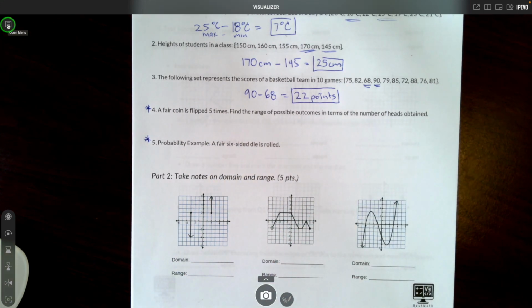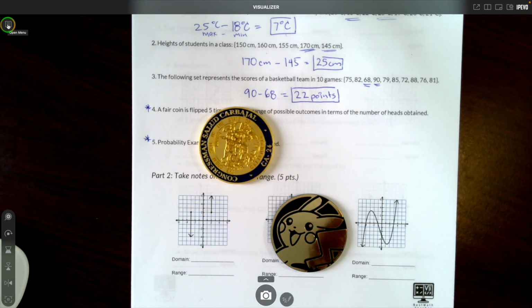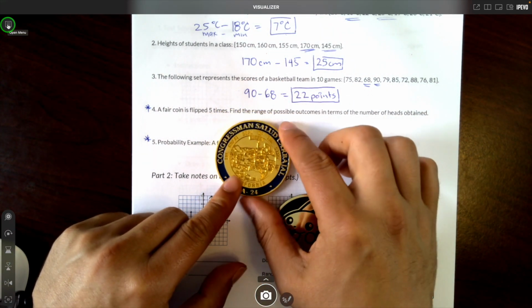Unfortunately, I don't think I have a coin on me right now. I have a Pokemon coin, and I have a really cool coin over here that was given to me by one of the counties. Actually, not a county supervisor, a congressman. Congressman Salud Carbajal gave me this.